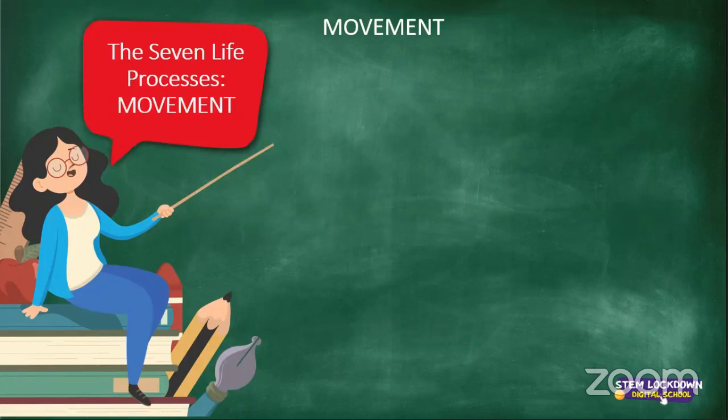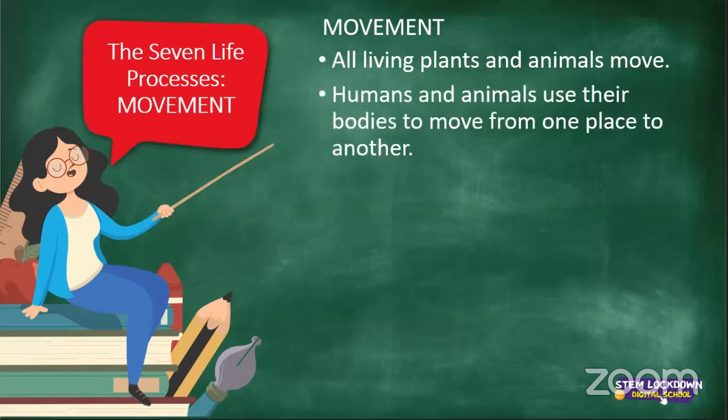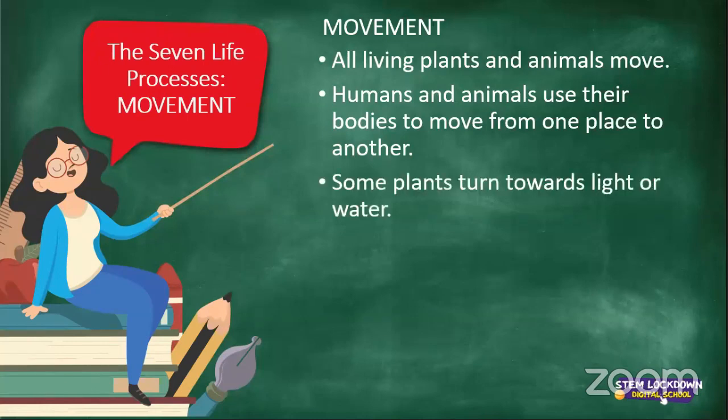The first one we're going to look at is movement. For a thing to be living, it needs to be able to move. All living plants and all animals move, right? Humans and animals use their bodies to move from one place to another. And the way that plants move is some of them turn towards the light or the water. A lot of them grow up to the light, so they move when they grow, or they shoot into the ground. And that's another way that they move, right?